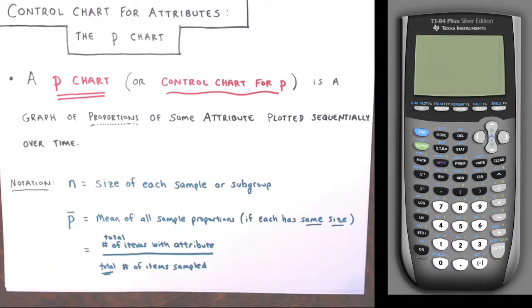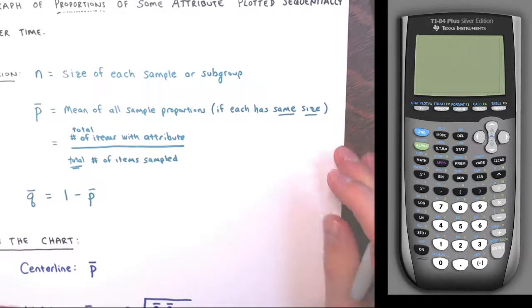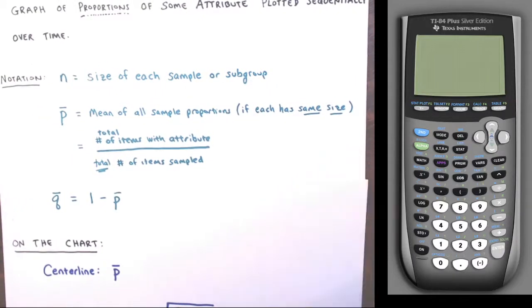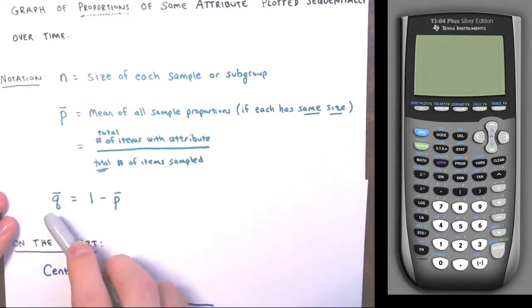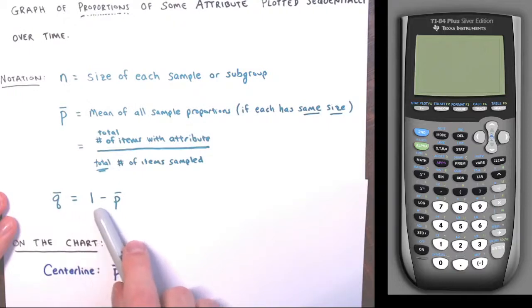Then you'll see a Q bar. If you recall from proportions, there were P's and Q's, and Q was always 1 minus P. Same thing here: when you see a Q bar showing up later, Q bar is just 1 minus P bar.